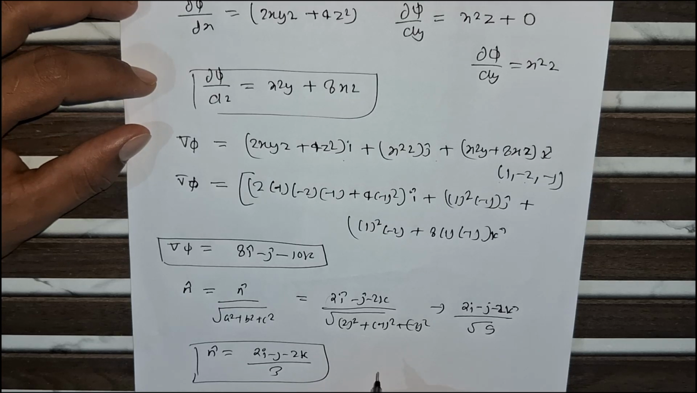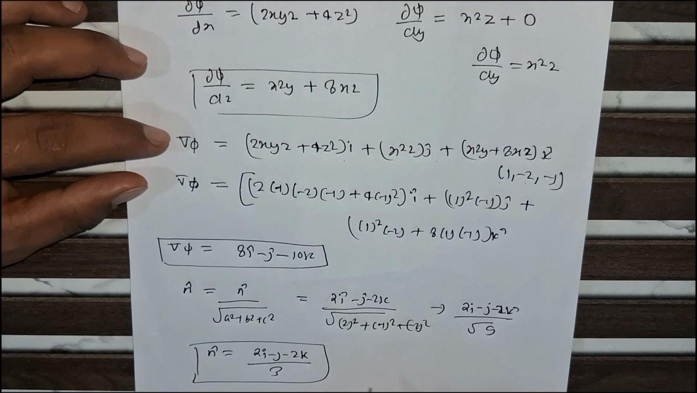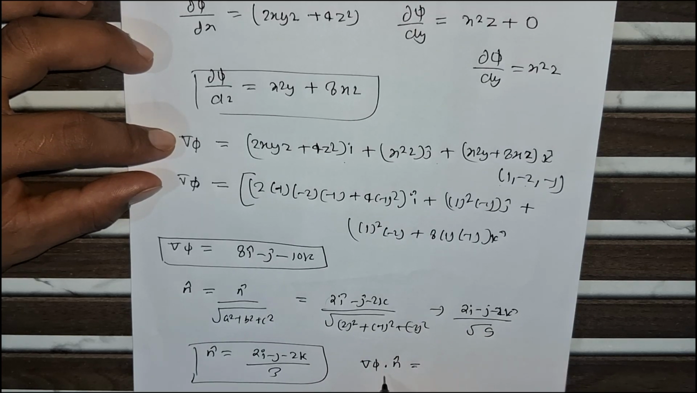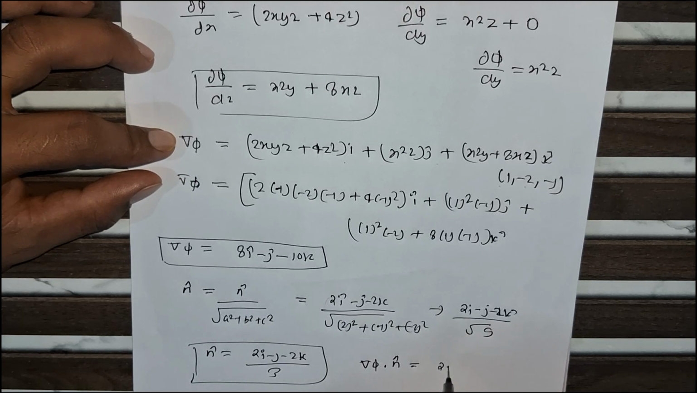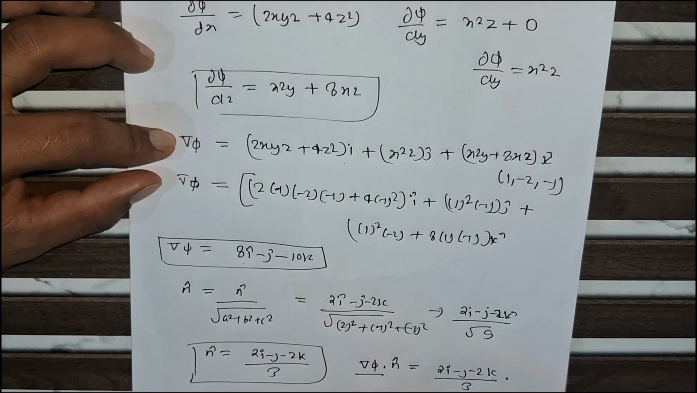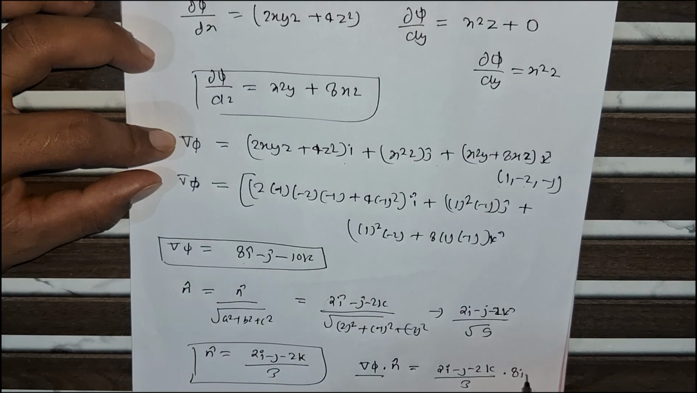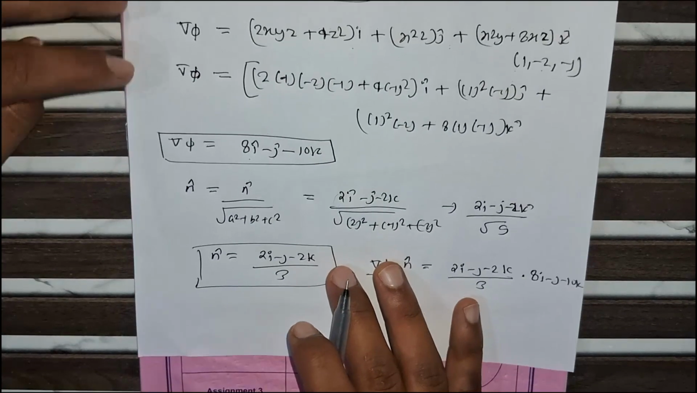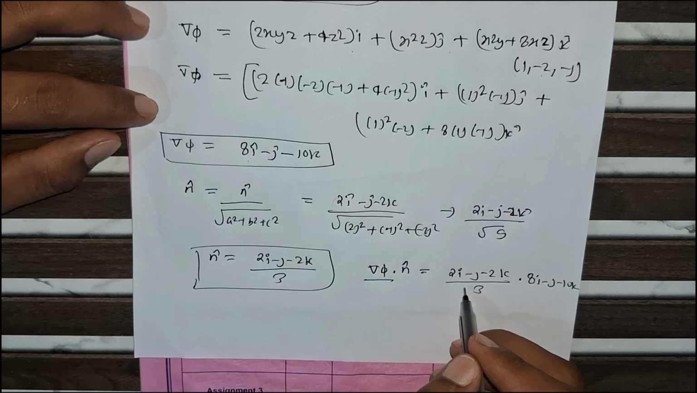Now we have to find the directional derivative. What is the formula of the directional derivative? Gradient of phi dotted with the unit vector. So the unit vector is (2i minus j minus 2k) divided by 3, and the gradient of phi is 8i cap minus j cap minus 10k cap. So multiply it with the respective vector given there.